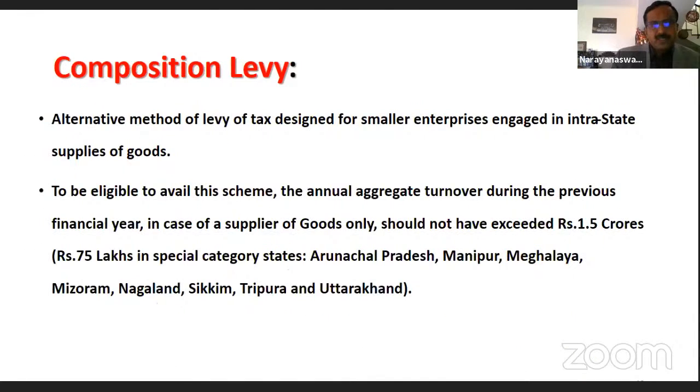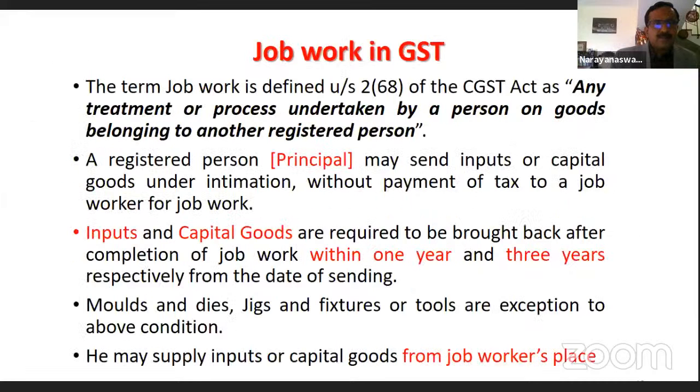Again, in special category states, which I mentioned earlier, the limit is only 75 lakh, normally half of the general, because northeastern states and some of the smaller states don't have so much big business, and they will not be able to sustain unless they tax their economic entities.